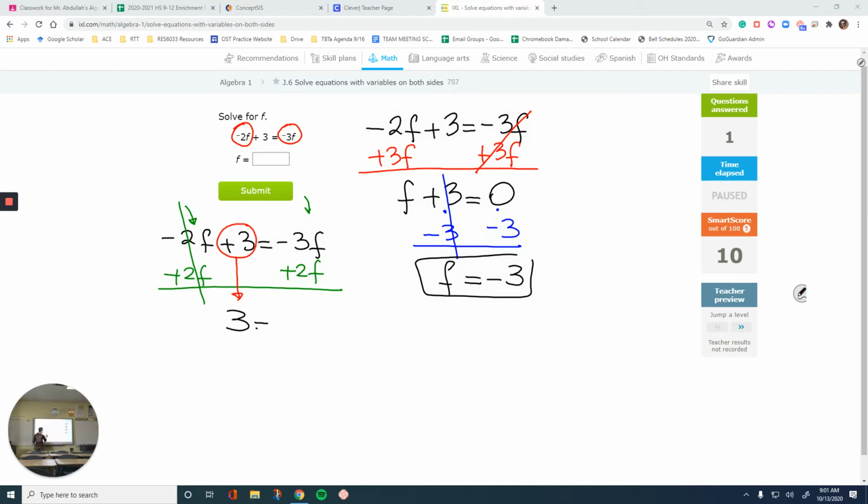Drop down the equal. And then combine these two. Negative 3 plus 2 is negative 1f. You do not need to put that 1. You can just keep it as negative f. It is the same thing. Negative f and negative 1f is the same.